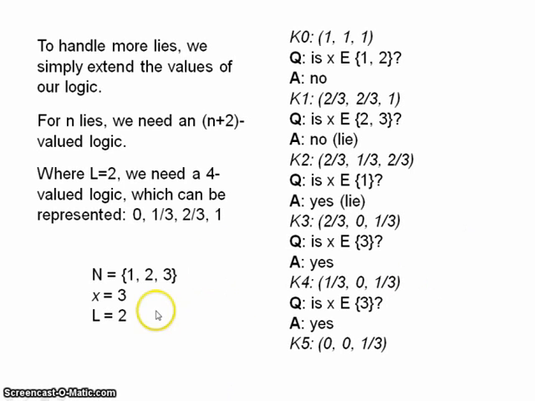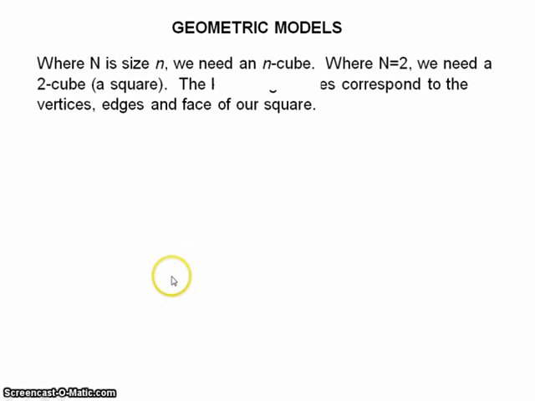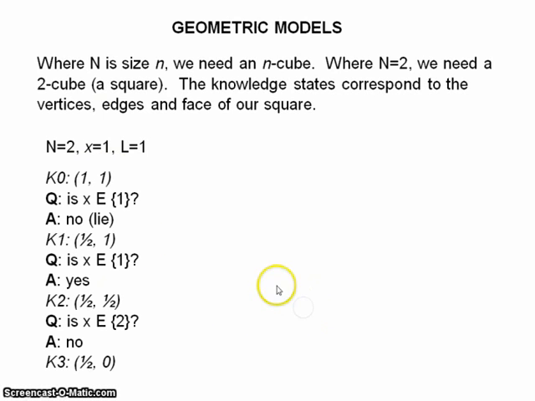Right. Well, I said that we can provide geometrical models for all of this, and these are really quite natural. Where our search space is the size n, we need an n cube. So where our search space is 2, our knowledge states correspond to the vertices, edges and face of a 2 cube, a square. And since this is the simplest, we'll look at this first. So let's consider a very simple game where our search space is 2, and suppose our unknown number is 1, and of course we're dealing with 1 lie. So suppose this is the game here.